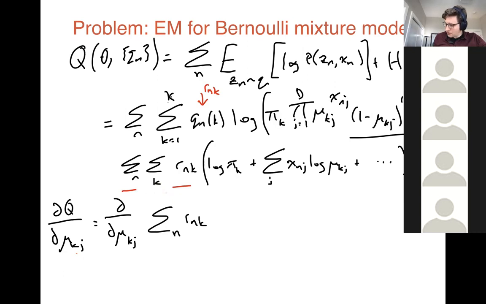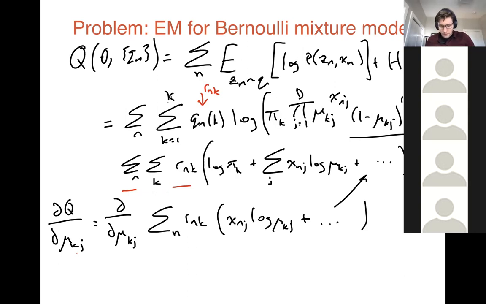And then this term, notice, doesn't have mu kj in it. So we're going to get rid of that one. We have a sum over j, but only one of those j's matches the one we're looking for. So this thing is going to be just x and j log mu kj plus, again, this thing over here. Okay, so we just have to take the derivative of this thing. At this point, it's just a bunch of algebra, so I'm not going to continue doing this here.